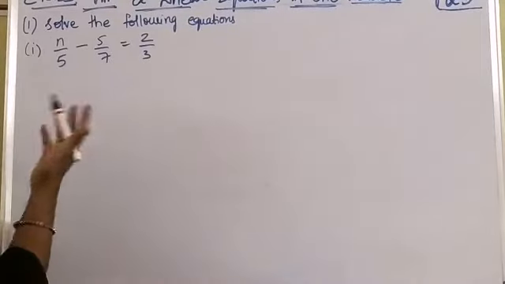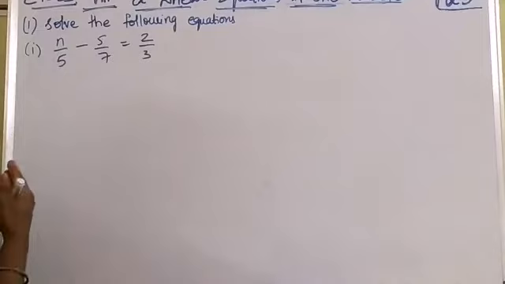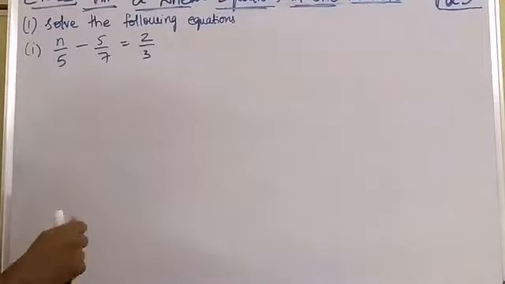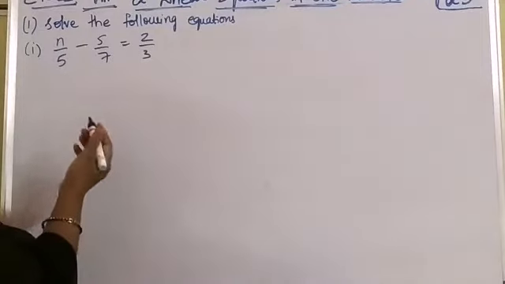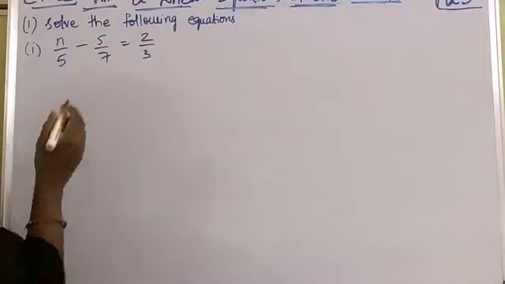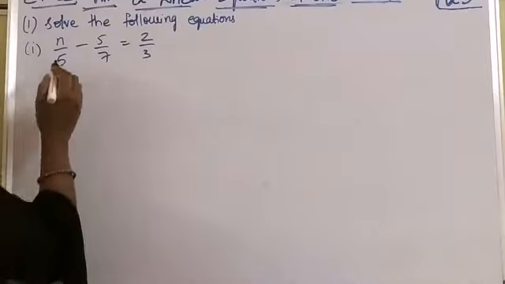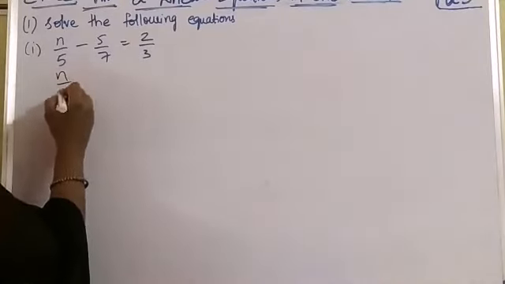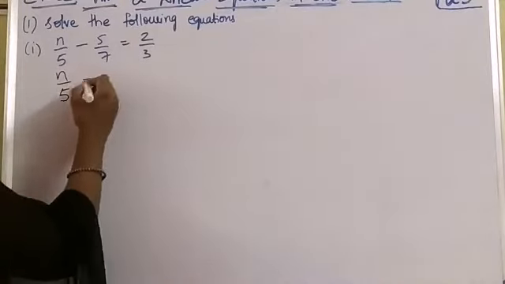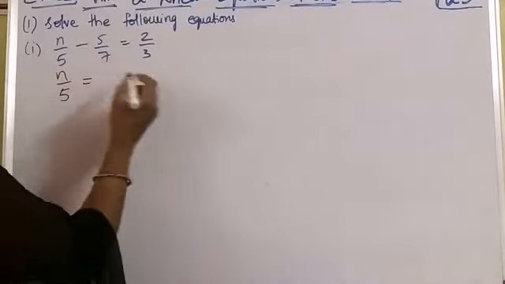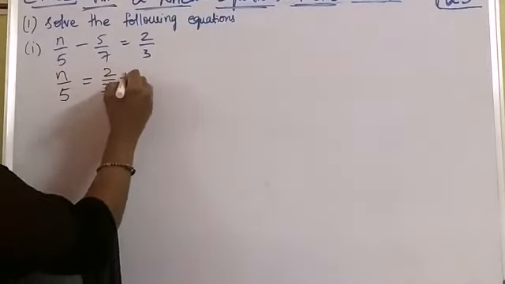So as usual, like the previous exercise, we have to bring the variables to one side and the constants to the other side. Variables you should keep on the left side because the variable n is the subject. We have to find the value of n. So always the subject should lie on the left side. So I am keeping n by 5 as it is. Minus 5 by 7 I will take to RHS, so it will become plus 5 by 7.